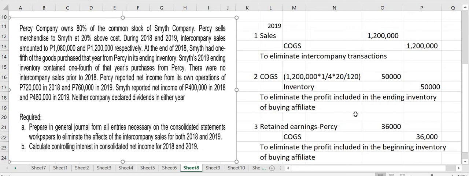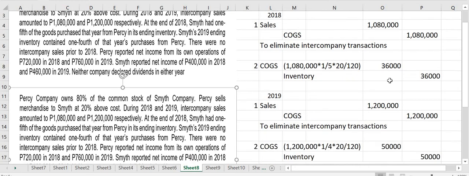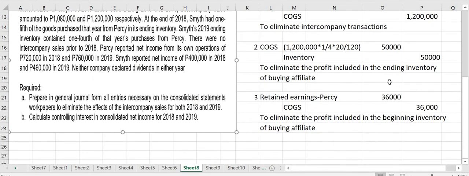And then, to eliminate the profit included in the beginning inventory of the buying affiliate, di ba, we have recorded 36,000 na unrealized for 2018, which will be considered realized in 2019. So to eliminate the profit included in the beginning inventory of the buying affiliate, we'll debit retained earnings, credit cost of goods sold for 36,000.